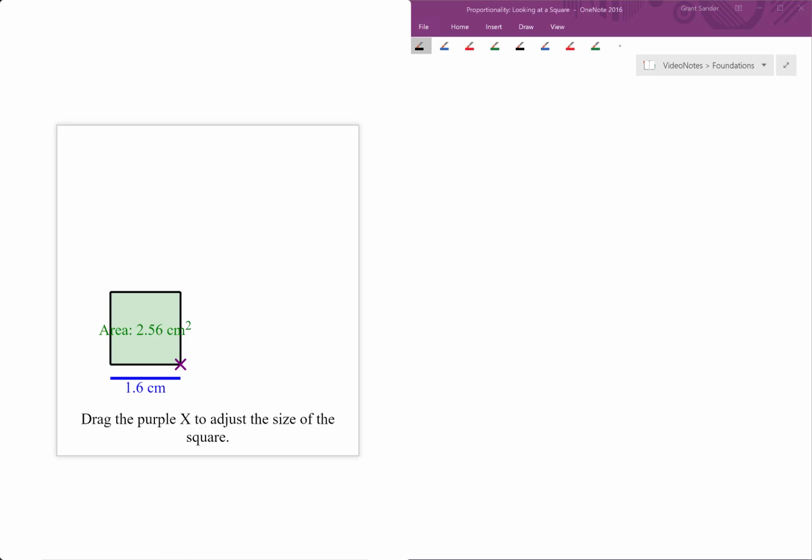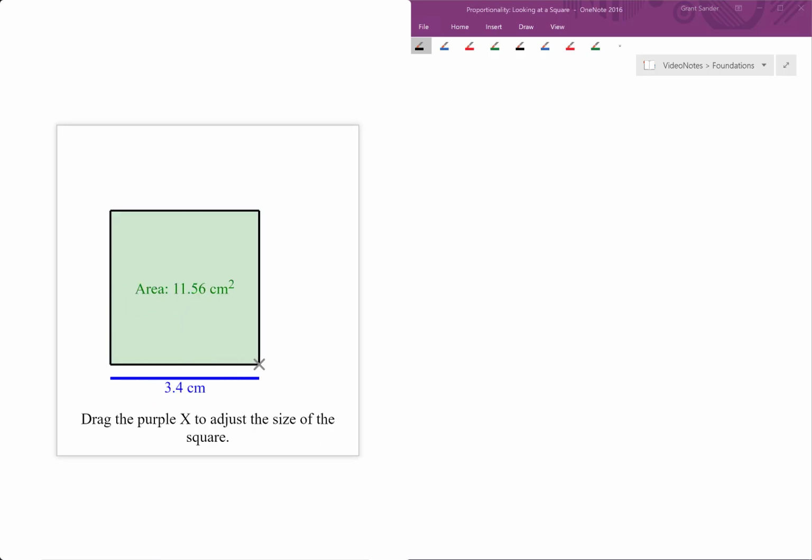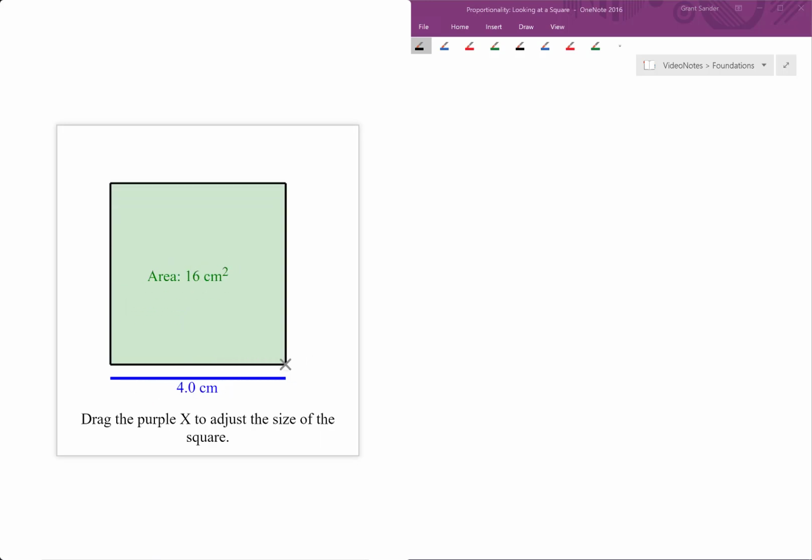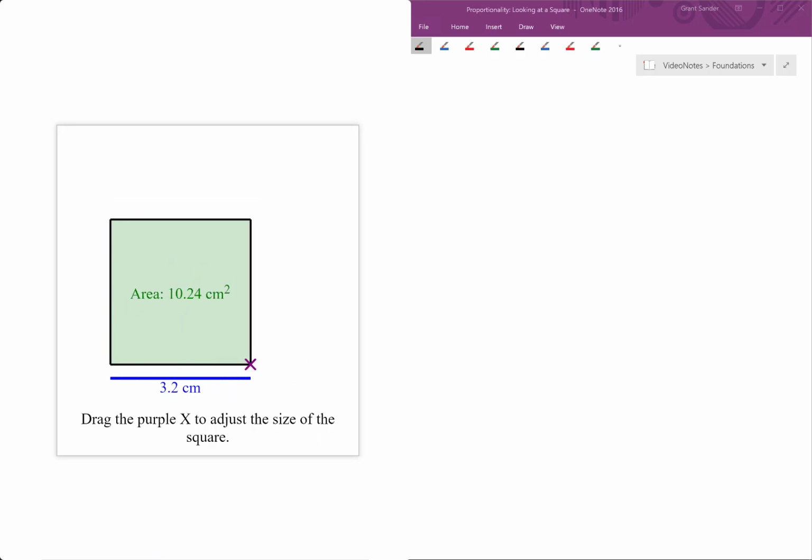So as the size of the square varies, both of those quantities are going to vary. At some moment, the side length of the square is 3.2 centimeters, and the area is 10.24 square centimeters. And at this moment, the measure of the area in square centimeters, which is 10.24, in units of the side length of the square in centimeters, which is 3.2, that measurement is 3.2.